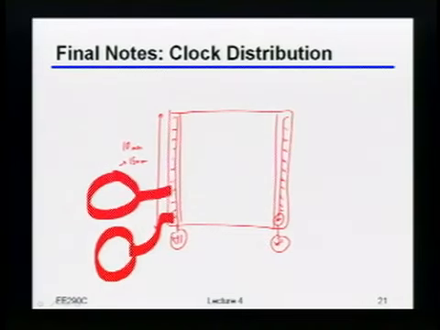So you have this trade-off between having just one PLL and amortizing the overhead of that PLL across the entire link, versus distributing the very high frequency clock across that entire distance and then paying all of the clock power associated with that.